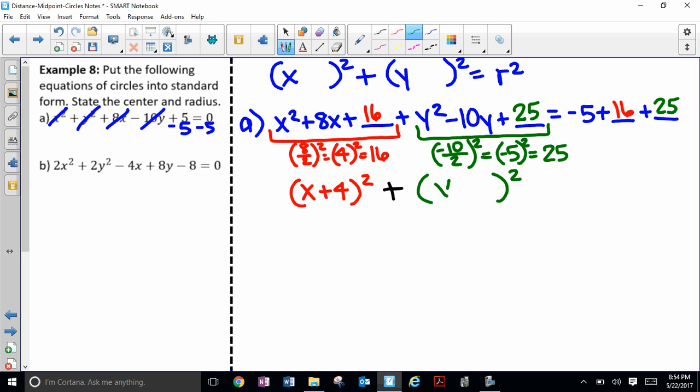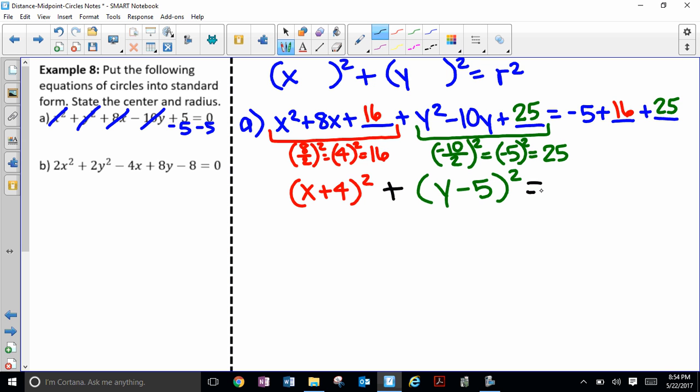So this is going to be y minus 5 squared. And it's minus 5 this time because when I took b divided by 2, negative 10 divided by 2, I got negative 5. So negative 5 plus negative 5 is negative 10. Negative 5 times negative 5 is positive 25.